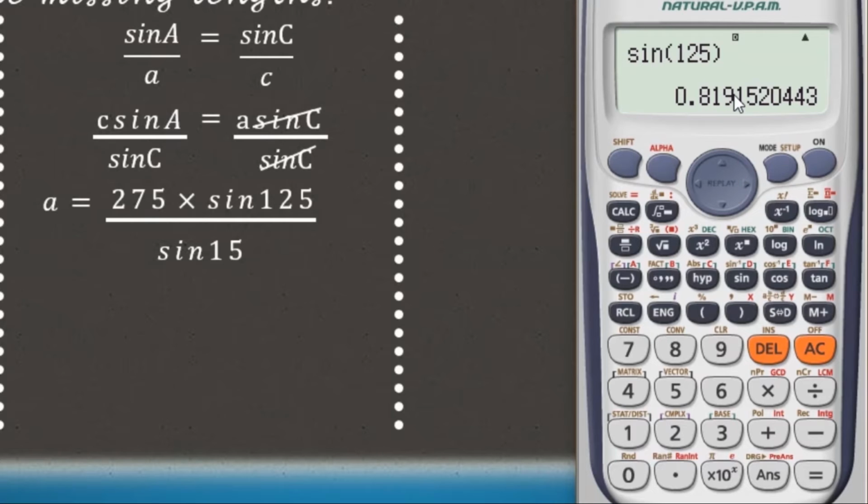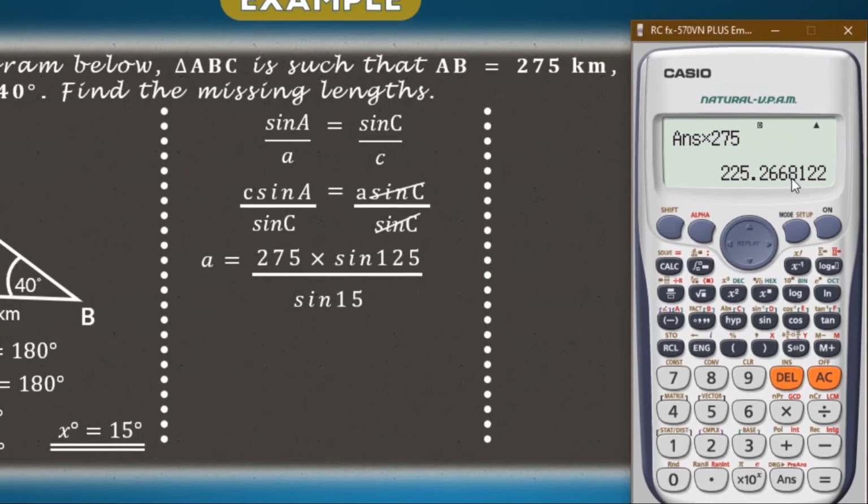Okay, so this is the value for sine 125. Then I'm going to multiply it by 275. You notice that immediately I say multiplication, my calculator knows I want to multiply the answer by 275. I hit equals, that's my answer. I'm just going to get some values from this. I'll leave this answer on the calculator for use later. So 225.2668, we end on that 8.